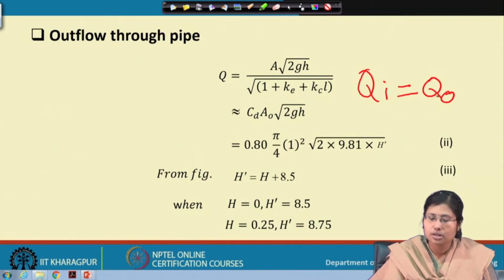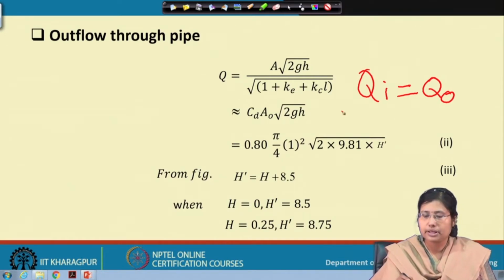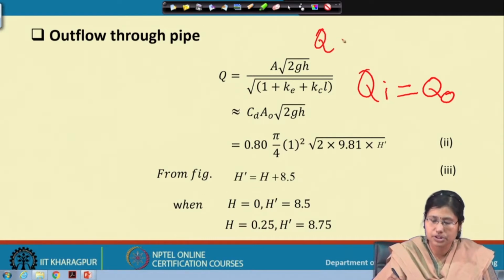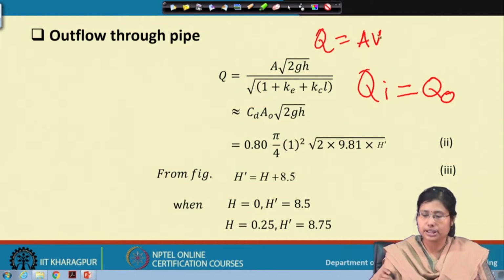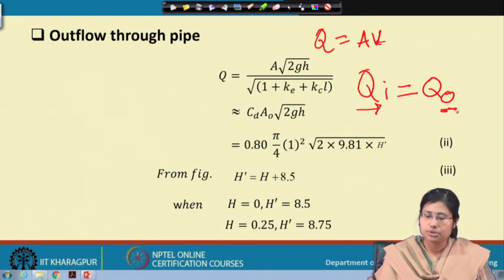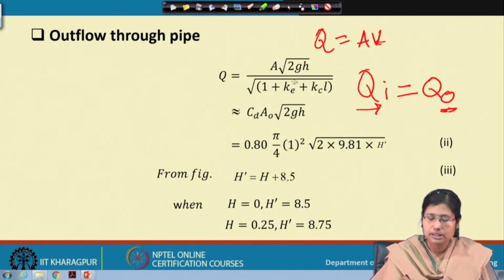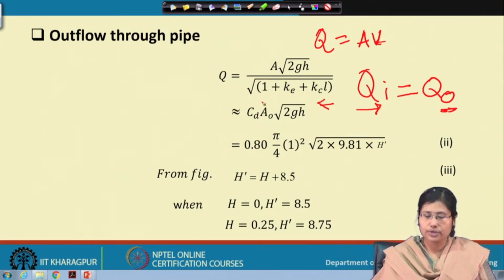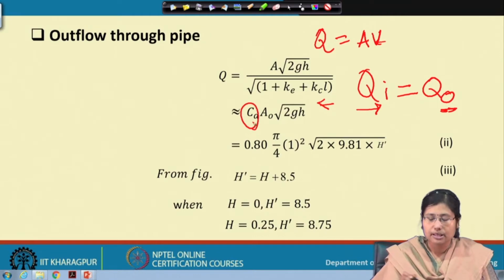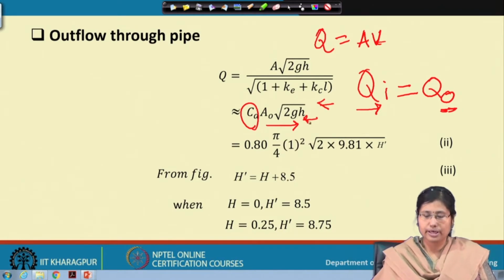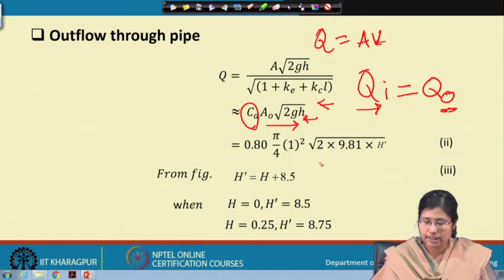equals Q at the outlet. The flow at the outlet is nothing but the discharge, which is a function of area, the cross sectional area, which we assumed as a circular cross section of the pipe, multiplied by velocity, to conserve the principle of mass, momentum and energy. So, QI is equal to Q0. Now, this Q is calculated as this one, and since the flow is very high, we assume that this is the coefficient of discharge multiplied by the cross sectional area and the velocity. Now, you can directly compute.